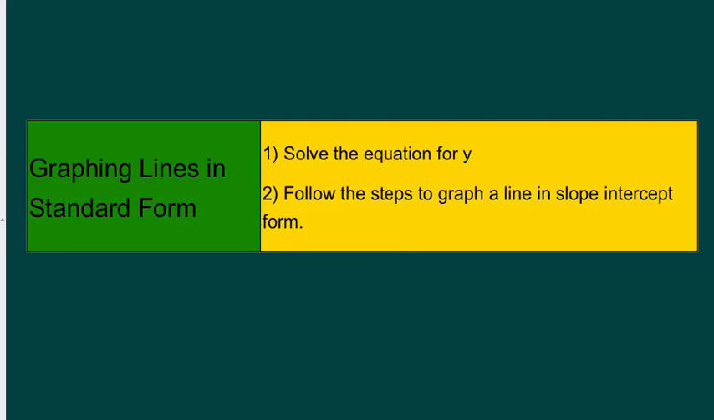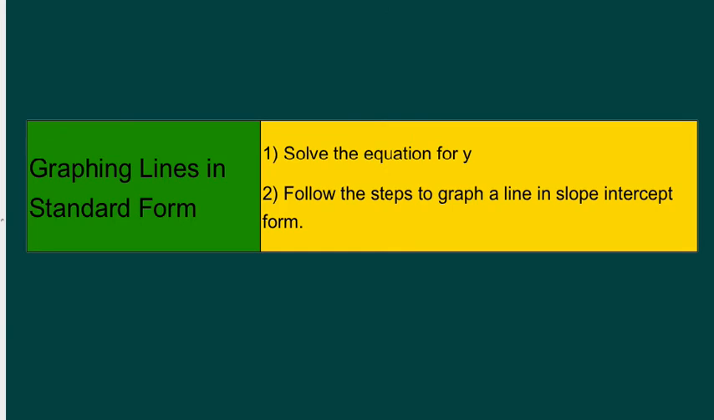Okay, so let's take a look at graphing lines in standard form. So the first thing I want you to do for this is just to solve the equation for y. Just like we did in point-slope form, you need to solve the equation for y. Once you've done that, you can follow the steps to graph it in slope-intercept form. Remember, once you solve something for y, it is considered in slope-intercept form, which is great.